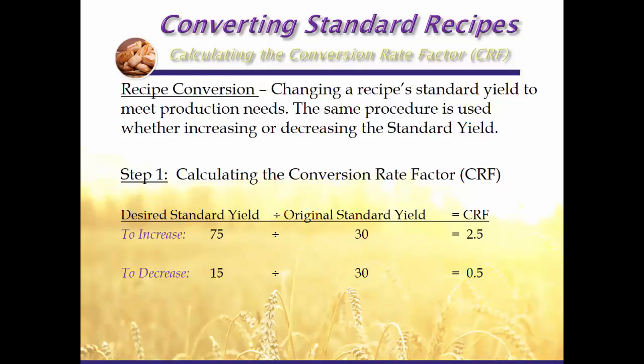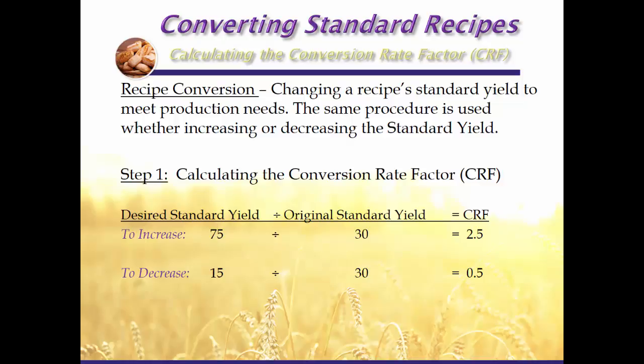When converting standard recipes, the first thing is calculating a conversion rate factor. So, when we have a recipe conversion, we're changing a recipe's standard yield to meet the production needs. The same procedure is used whether increasing or decreasing the standard yield. So we have a few steps when we're doing this, and the first step is calculating the conversion rate factor. A lot of times you'll see this as new over old, N divided by O. We'll be doing this in class as well.